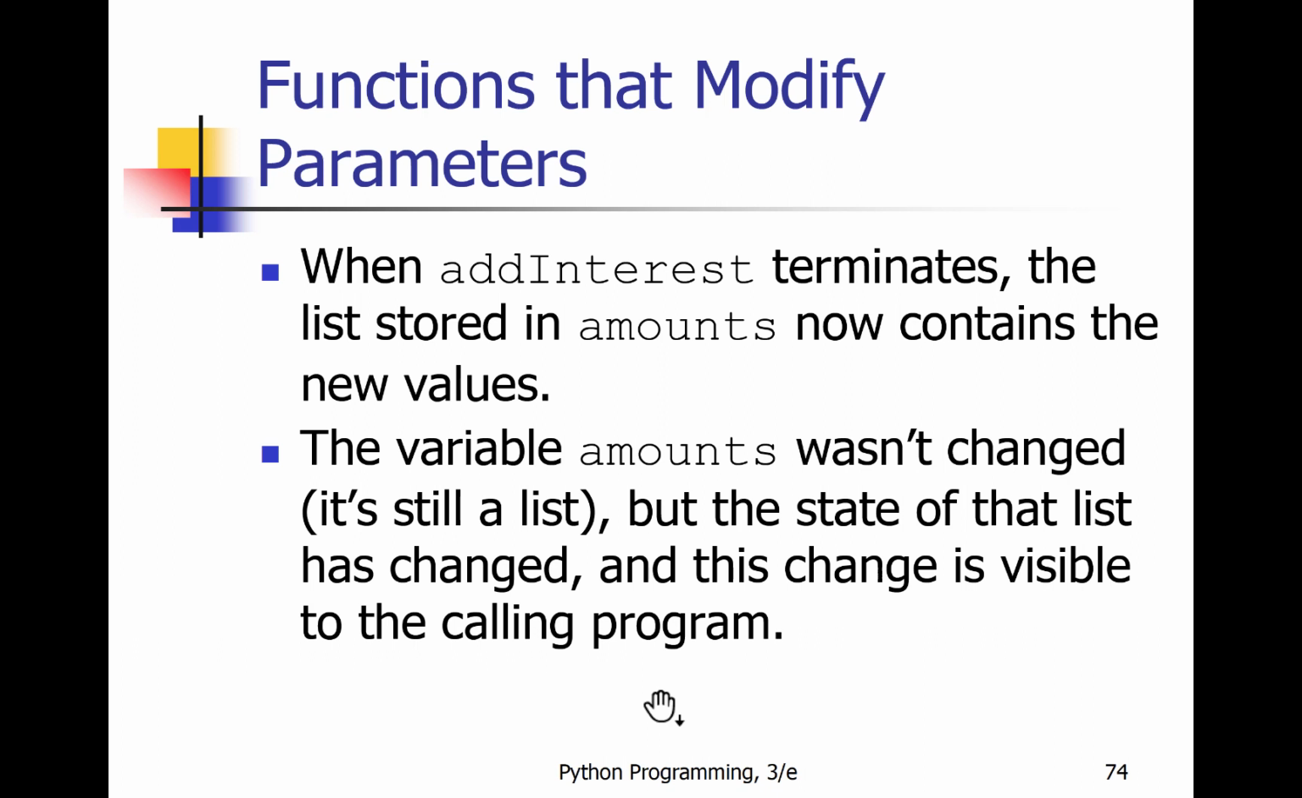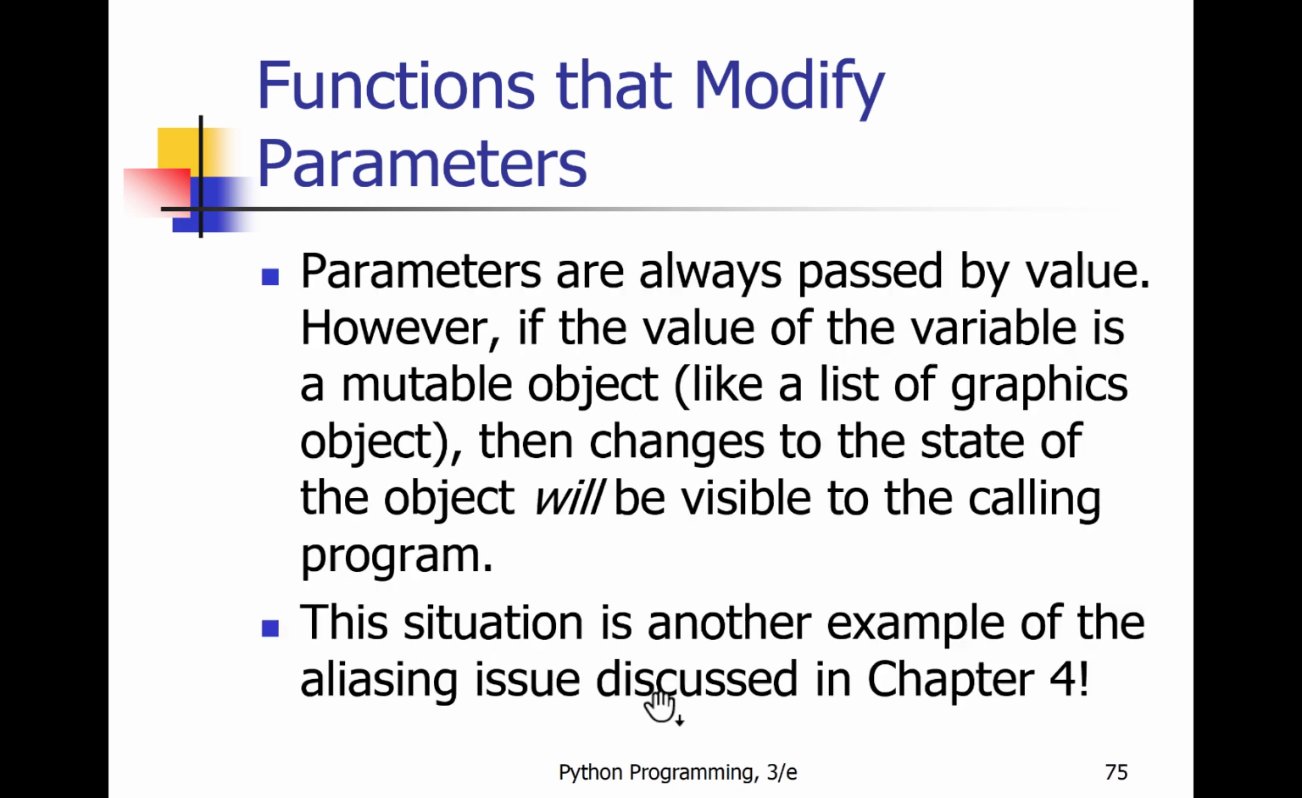So when add interest terminates, the list stored in amounts now contains the new values. The variable amounts wasn't changed. It's still a list, but the state of the list has changed, and the change is visible to the calling program. Okay? Parameters are always passed by value. However, if the value of the variable is a mutable object, like a list, then the changes to the state of the object will be visible to the calling program. This is another case of aliasing, which they talked about in Chapter 4, but we did not cover.